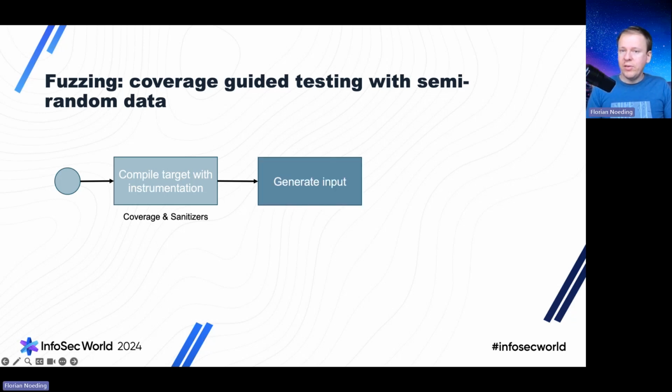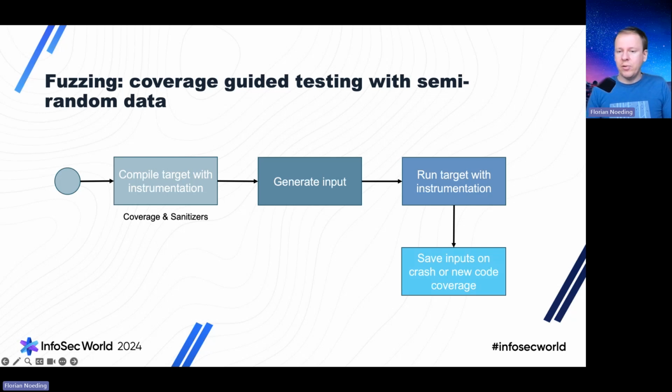And then we generate semi-random inputs. We generate one input, run the program, see if something happens, and then we generate the next input. Then we run the target with instrumentation, once for each input, and we observe if something interesting happens. So if there's a crash or we have new code coverage, then we save this input. And we do that again and again for maybe multiple days, depending on how much money you want to invest to find memory safety flaws.